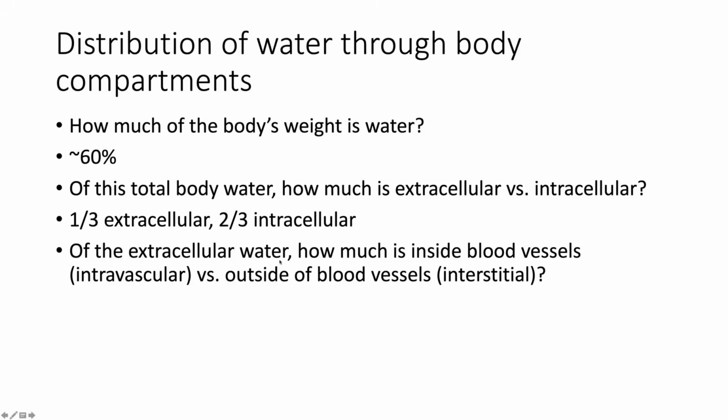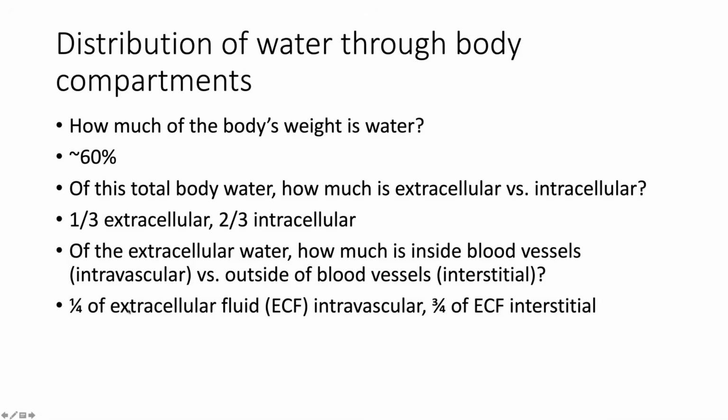Of the extracellular water, how much of it is inside blood vessels versus outside the blood vessels? Of the 1/3 of all the total body water that is extracellular, how much is intravascular, inside the blood, versus extravascular, meaning in the interstitium? The interstitial is 2/3 of the ECF, and the plasma is 1/3 of the ECF. Almost. It's about 1/4 to 3/4. So 1/4 of your extracellular fluid is plasma, and about 3/4 is interstitial fluid.